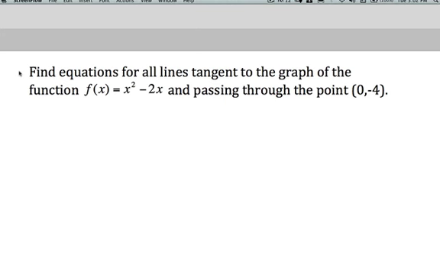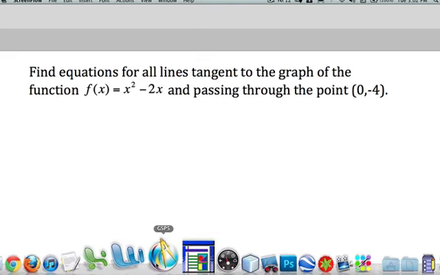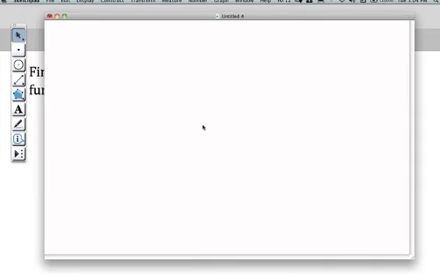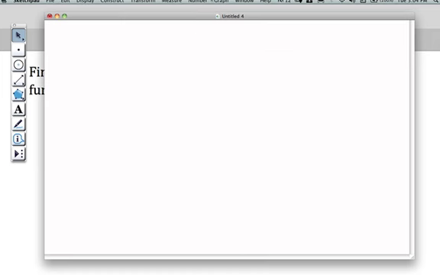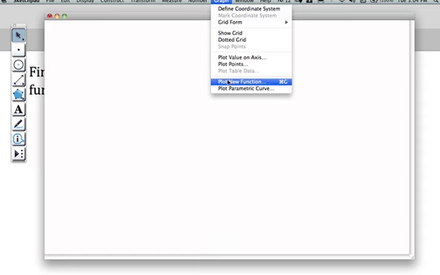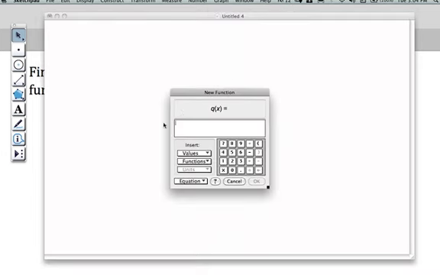I want to look at the graph of this first, and to do that I'm going to bring up a new Geometry Sketchpad document. I'm going to right click on the background and say plot new function. It's the second option from the bottom. I can also say graph, plot new function in the menu. So I plot new function and I will graph x squared minus 2x.